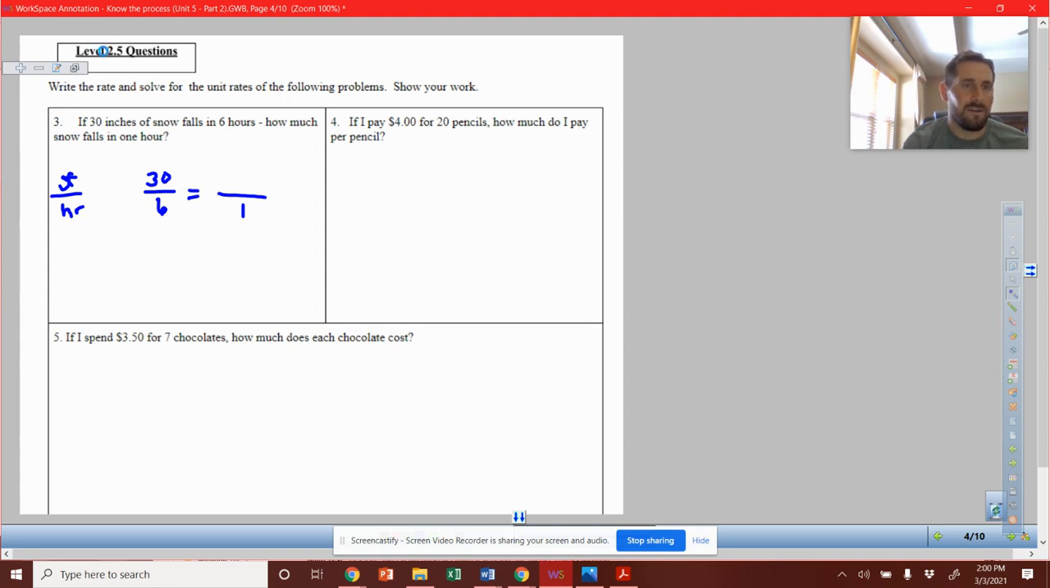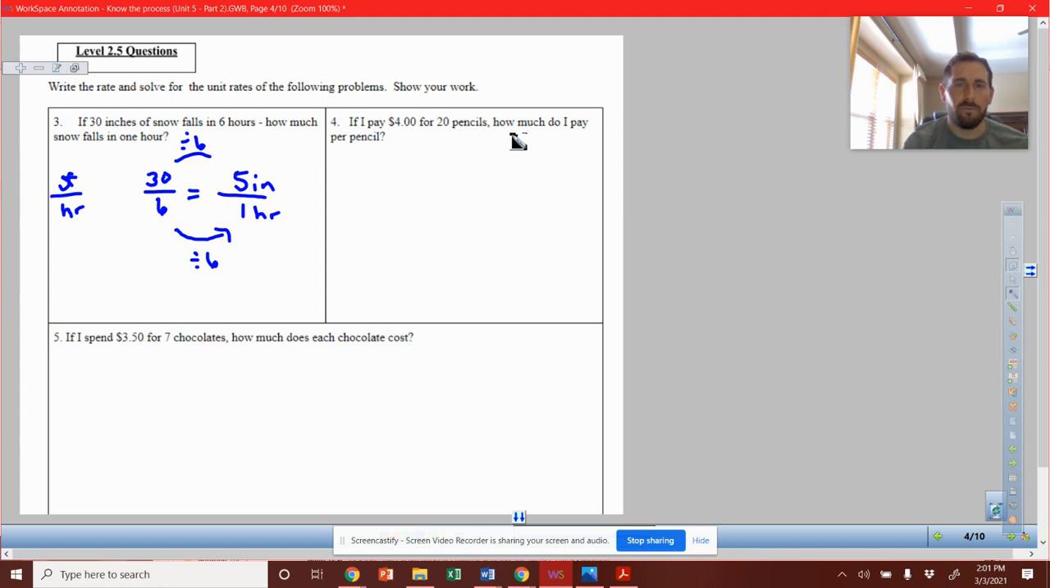So this is just like level 2s, but you had to set up the fractions and put all the values in the right location. So our work here, we're dividing by 6. So we're doing the same thing up here, dividing by 6, and we get 5. So just make sure you attach 5 inches every hour. So now let's go to this other one.